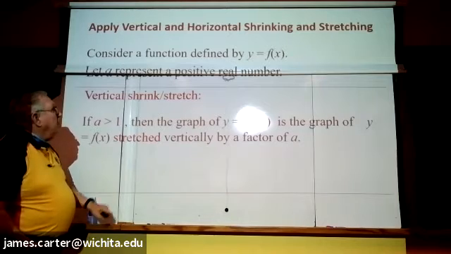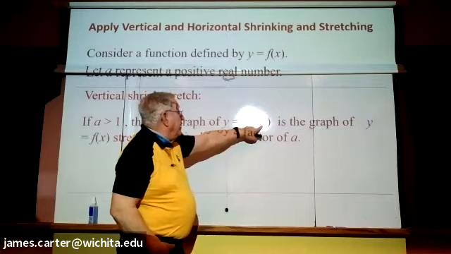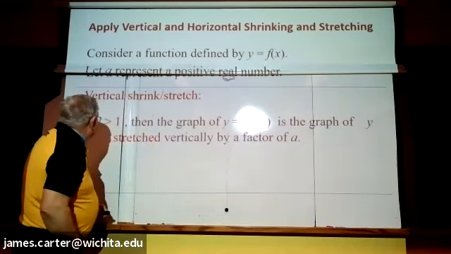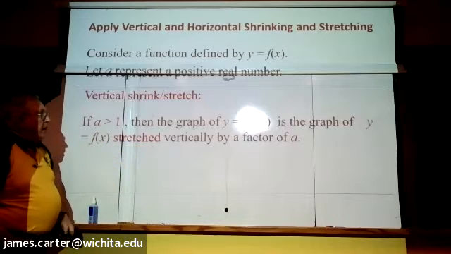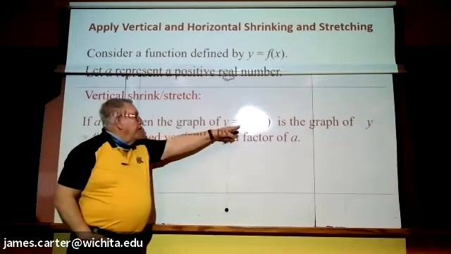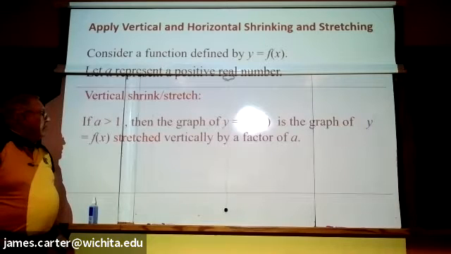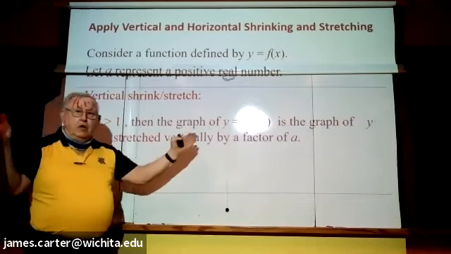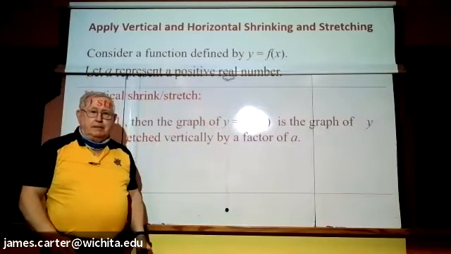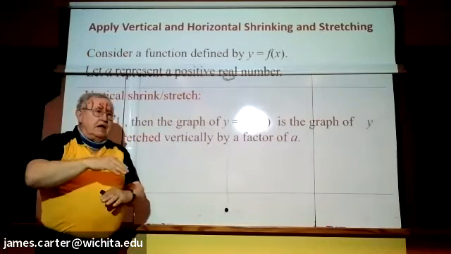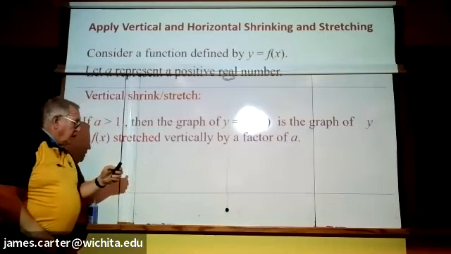Okay, so if you change y equals f of x to y equals a times f of x, it's the graph of this one stretched vertically by a factor of whatever a is. Now, stretched vertically, what do we mean? It comes in like this, it goes at a steeper angle. If it's just random points, then they're spread farther apart vertically.